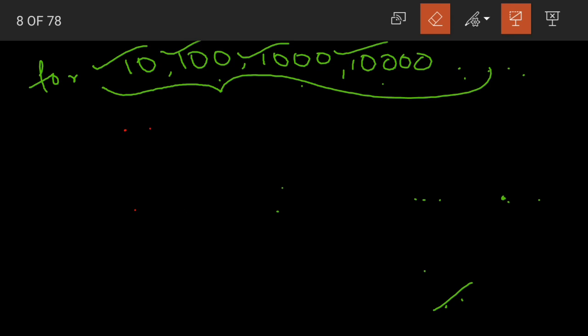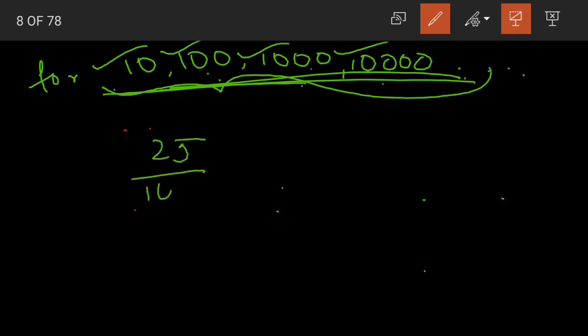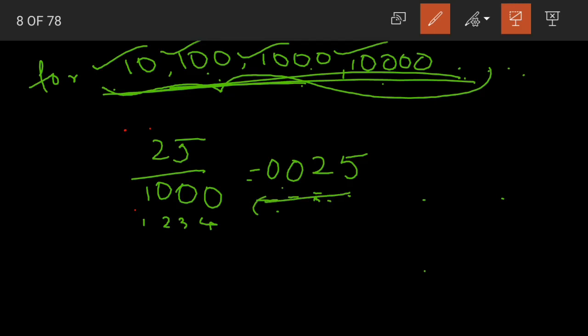Again, children, an important point is that this type of conversion of fractions into decimals is only possible where the denominators are 10, 100, 1000 and 10,000. Now 25 by 1000. Again, write the numerator. Now count the number of digits in the denominator. We are having 1, 2, 3, 4 digits. Yes, but in the numerator we are having only 2 digits. So for the remaining 2 digits, we have to place 2 zeros to the left side.